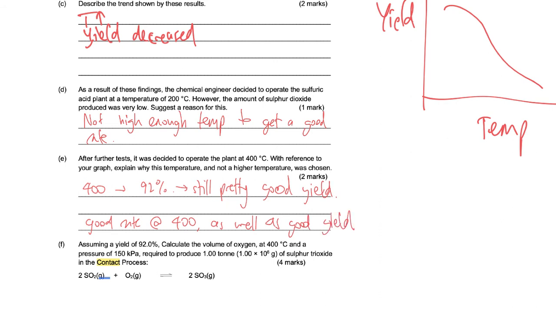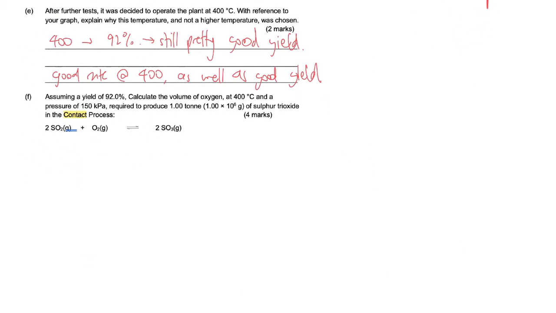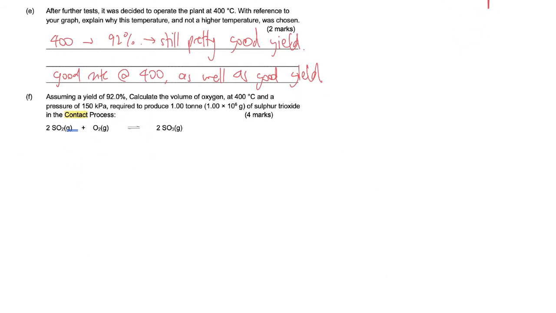Okay, all right. So assuming a yield of 92%, calculate the volume of oxygen and pressure of 152 kilopascals required to produce 1 ton of sulfur trioxide. Okay, cool. So let's go do this. You want to produce 1 ton of sulfur trioxide. However, your process to make this is only 92% efficient.